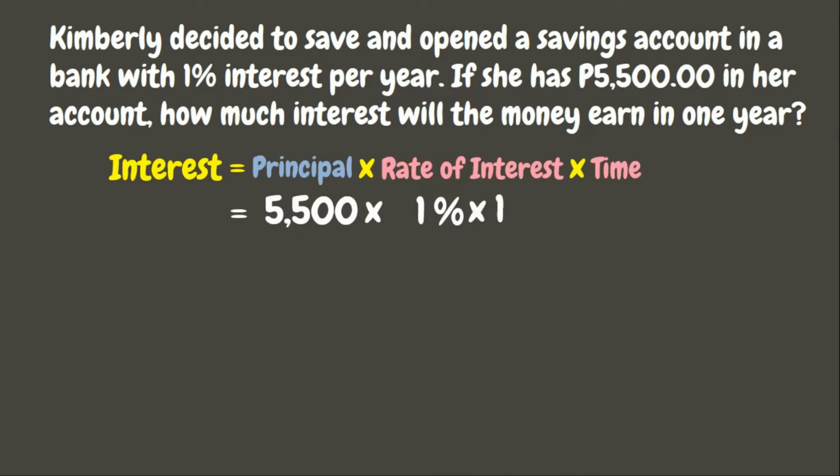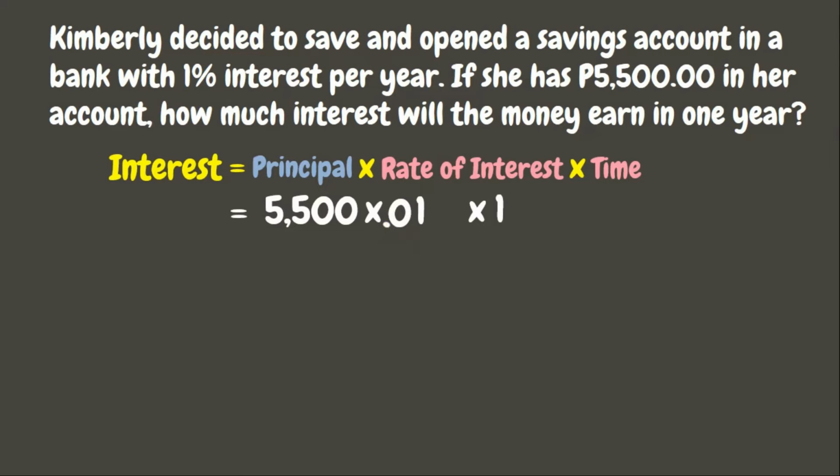Now let us multiply. But wait! Before we multiply, we need to convert or change the percent into decimal. Again, change the percent sign into decimal point and move the decimal point 2 times to the left. 1, 2. And put 0 into the empty place value.